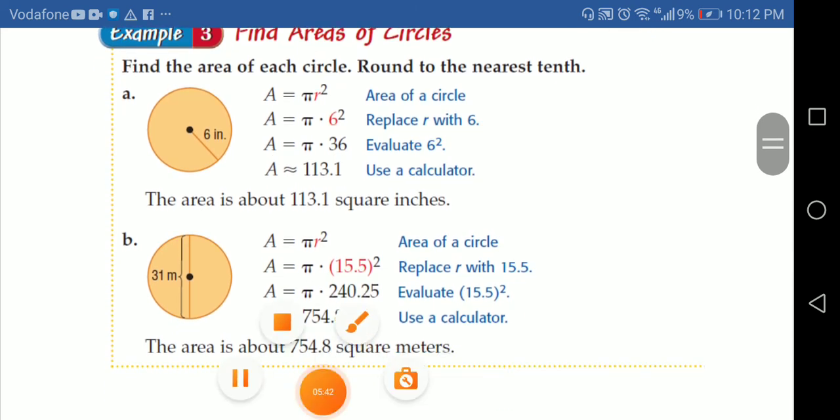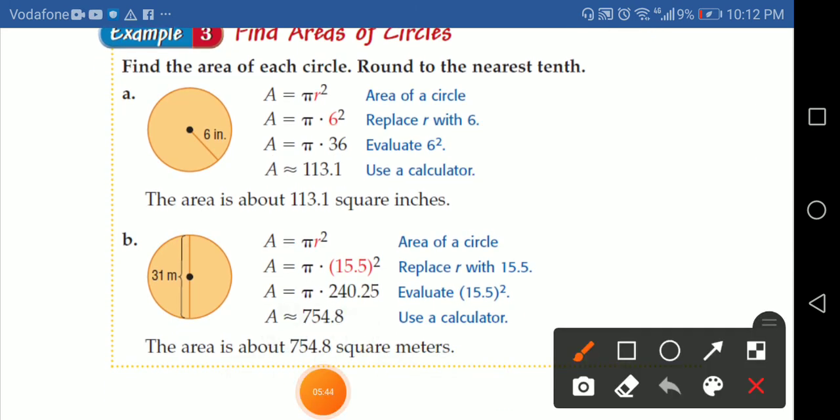Let's solve the questions from your book. Find the area of each circle, rounded to the nearest tenth. So area equals pi r squared. Pi, I will write it, r is 6, 6 squared. Pi times 36 will give you this number, the area here. And what about this one?